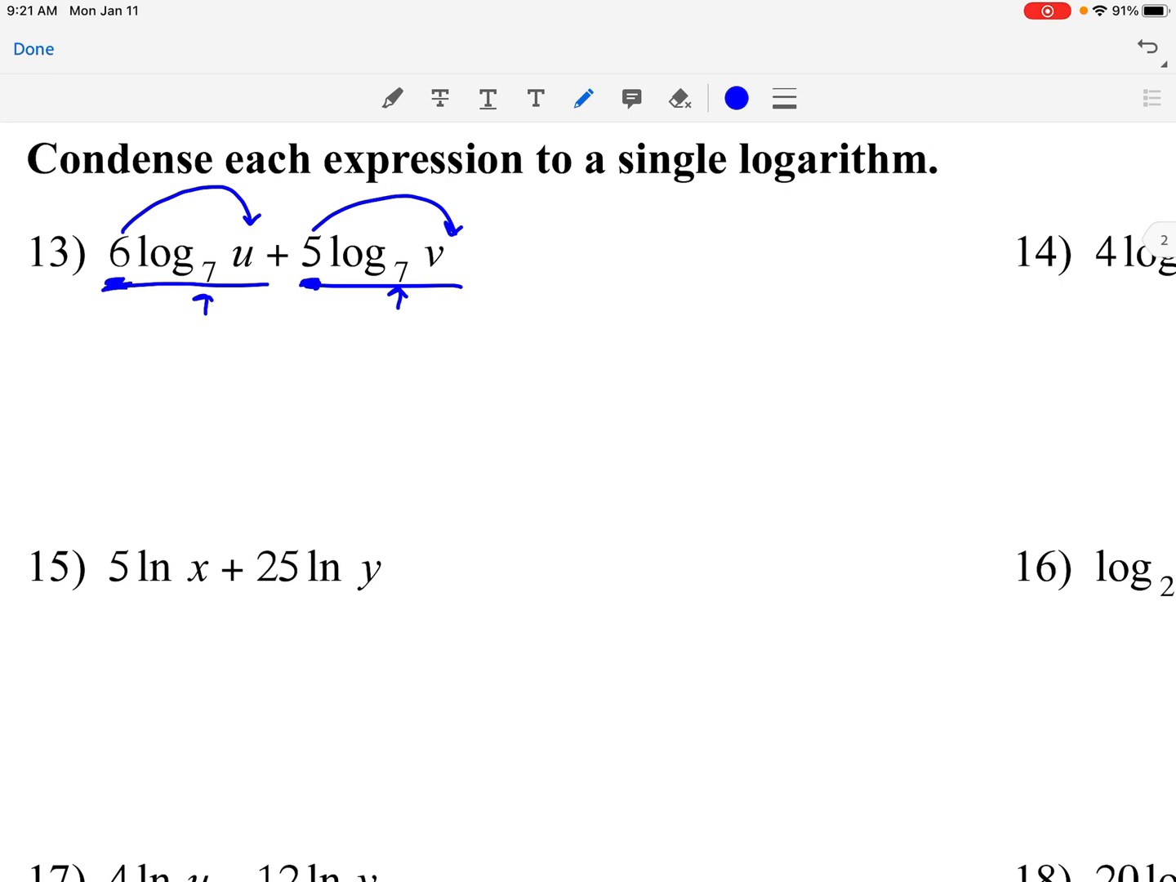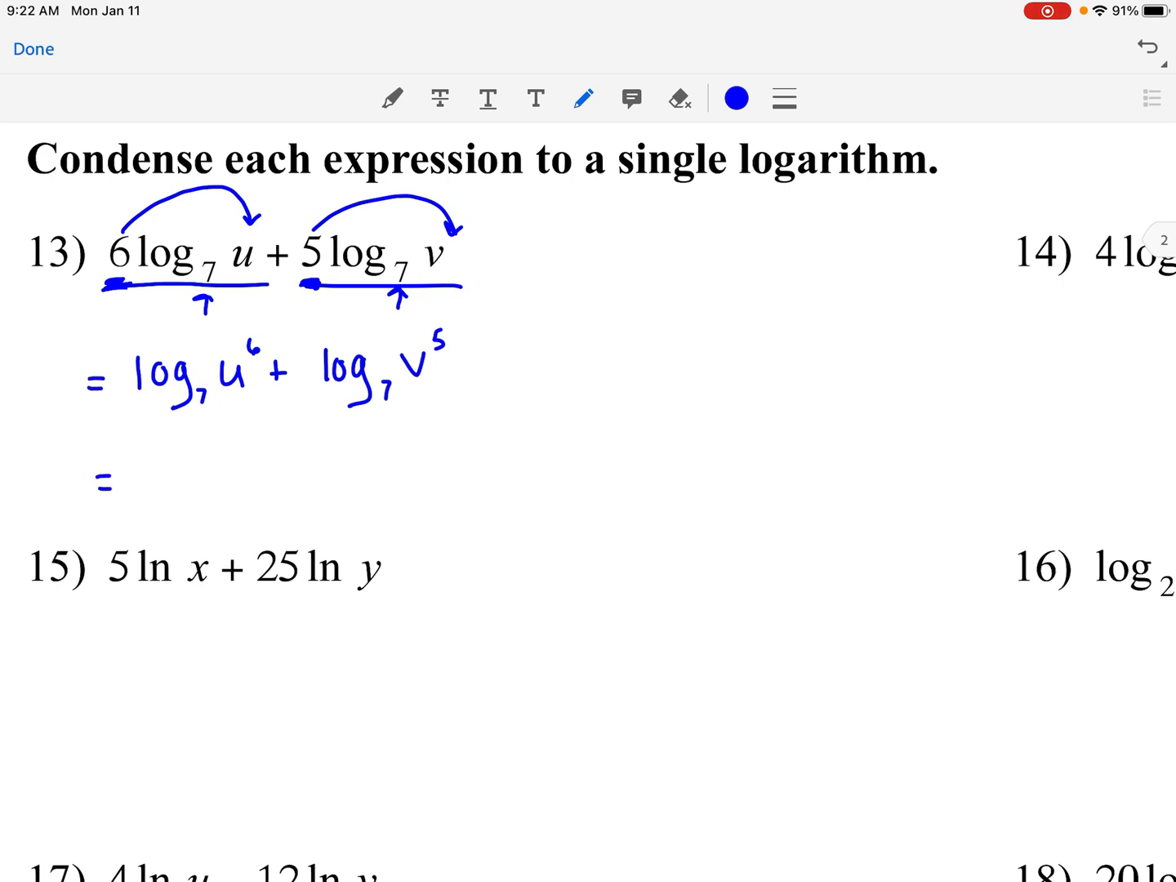So I'm going to rewrite this first using the power property. So this becomes log base 7 of u to the 6th power plus, and then we rewrite the logarithm so that it's log base 7 of v to the 5th power. So now I have two logarithms, no coefficients, and they have the same base, so now we're ready to combine them together.